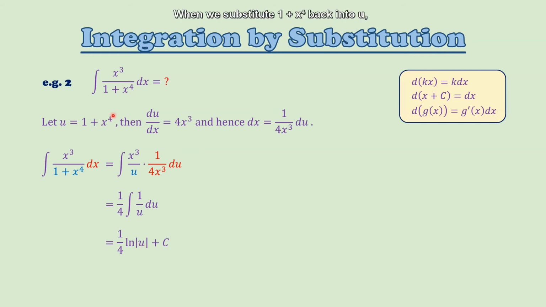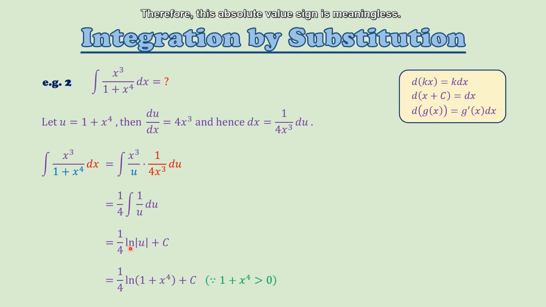When we substitute 1 plus x to the power 4 back into u, we can remove the absolute value, because 1 plus x to the power 4 is always greater than 0. Therefore, this absolute value sign is meaningless.